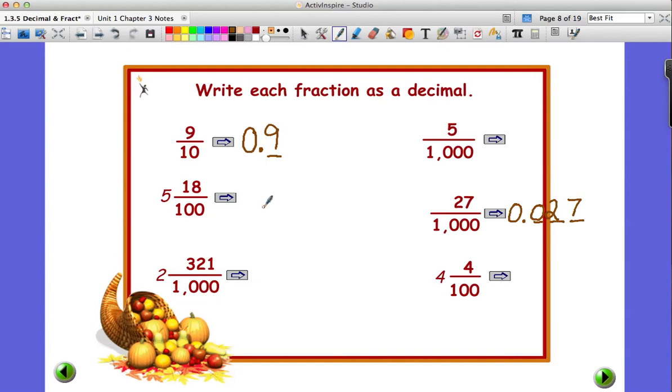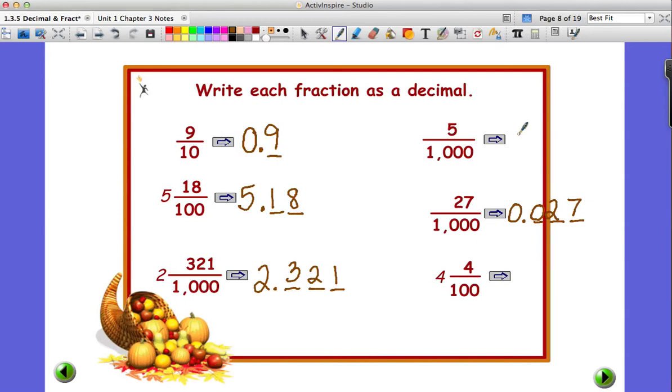All right, so for this one, again, you have 5 as a whole number, so 5 would go in front of the decimal. 18 100ths, so that means it has to end 2 places after the decimal, which works out nicely because we have the 1 and the 8. In this case, we have 2 as a whole number, and then we have 321 thousandths. So thousandths is 3 places after the decimal, which means that this will work out perfectly because we have 3 digits. So we put it like that.